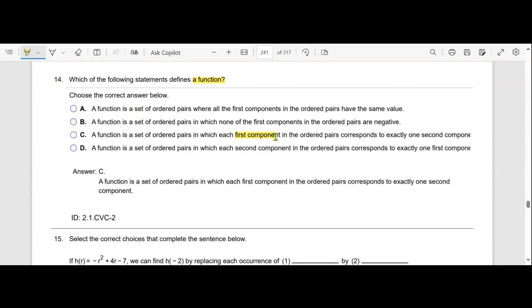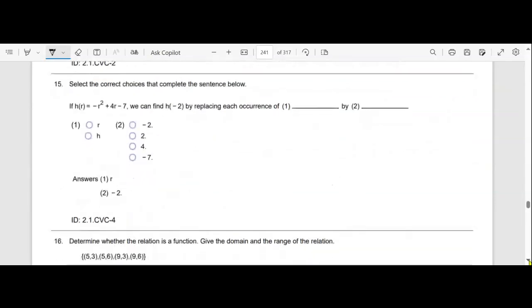So the first component exactly corresponds to what? 1 second component. So the answer is C. That's the meaning of what? A function. First component exactly matches with 1 second component. Corresponds exactly to 1 second component. Next one, number 15. Need someone to read?